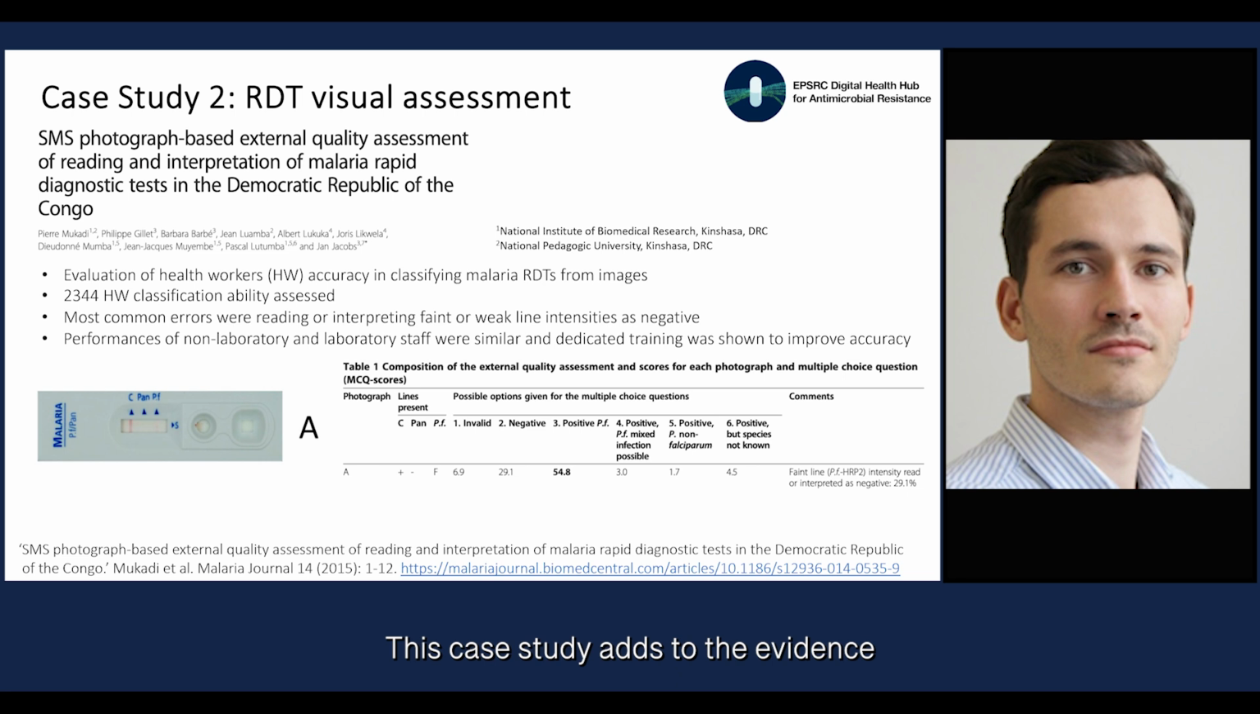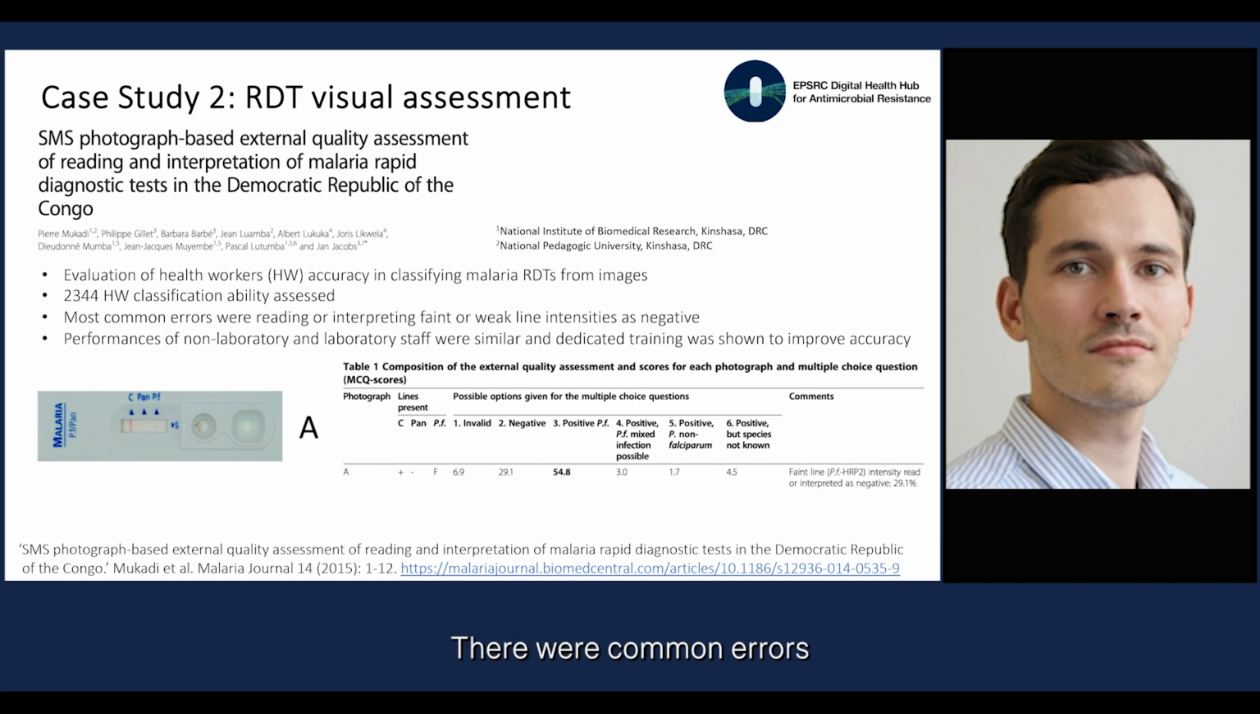This case study adds to the evidence of the need of these support tools for IDT classification and for connected rapid tests. So this is the SMS photograph-based external quality assessment of reading and interpretation of malaria IDTs in the Democratic Republic of the Congo. In this work, the assessment of IDTs was evaluated for 2,344 different health workers for malaria IDT images.